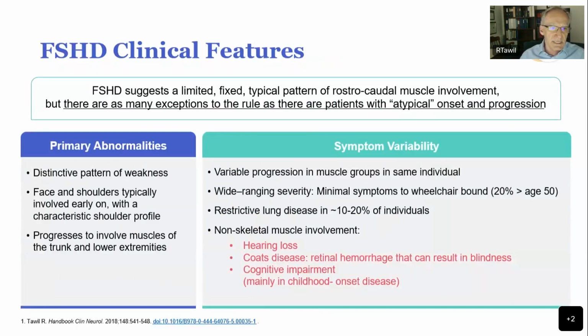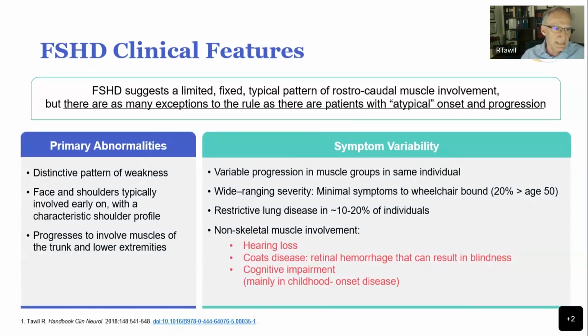So FSHD suggests a limited, fixed, typical pattern of rostrocaudal muscle involvement, but there are as many exceptions to that rule as there are typical patients. And you have to keep that in mind because I think it also reflects a little bit of what happens in the pathology of FSHD.